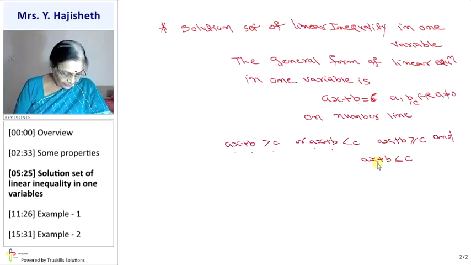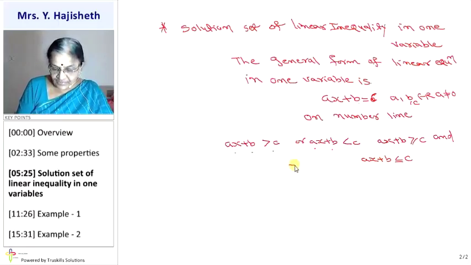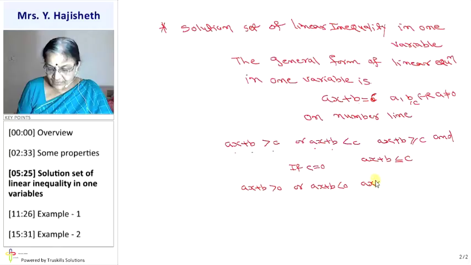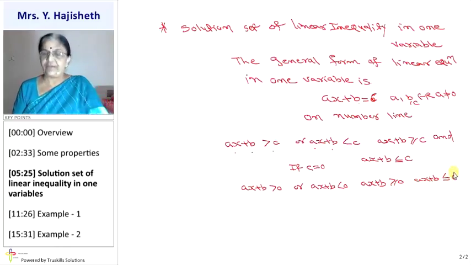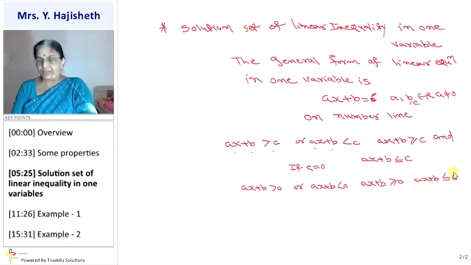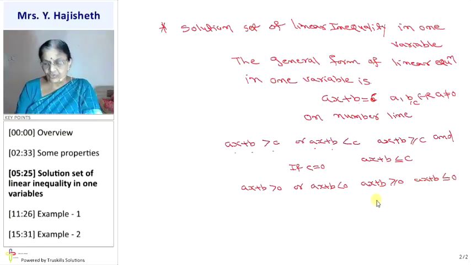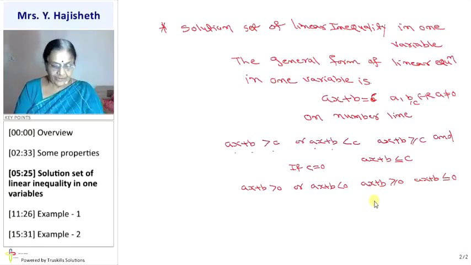Or suppose I take c as 0. If c is 0, then my linear inequality takes the form ax plus b greater than 0, or ax plus b less than 0, or ax plus b greater than or equal to 0, or ax plus b less than or equal to 0. Four inequalities. Clear? Now we know all the solutions of these linear inequalities lie on a number line.